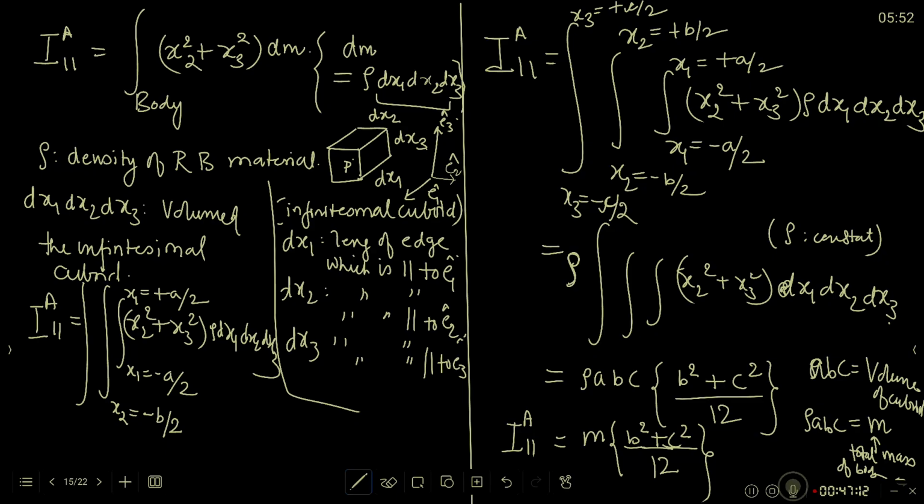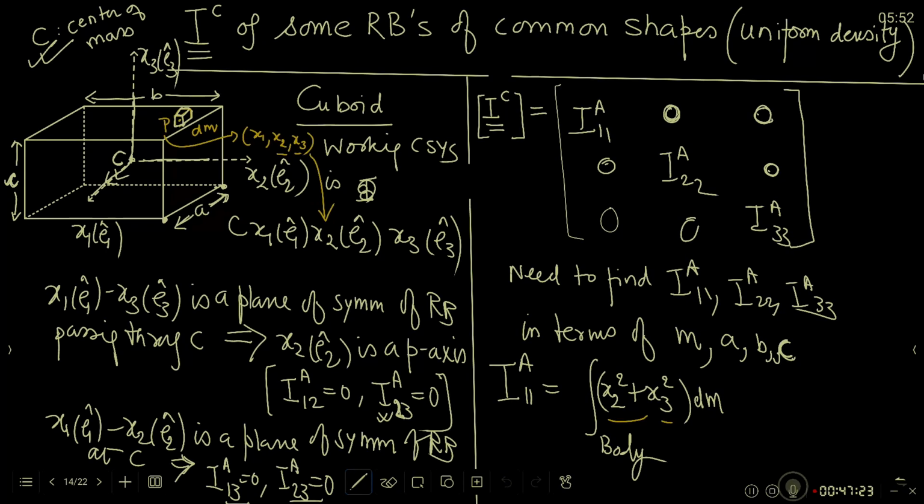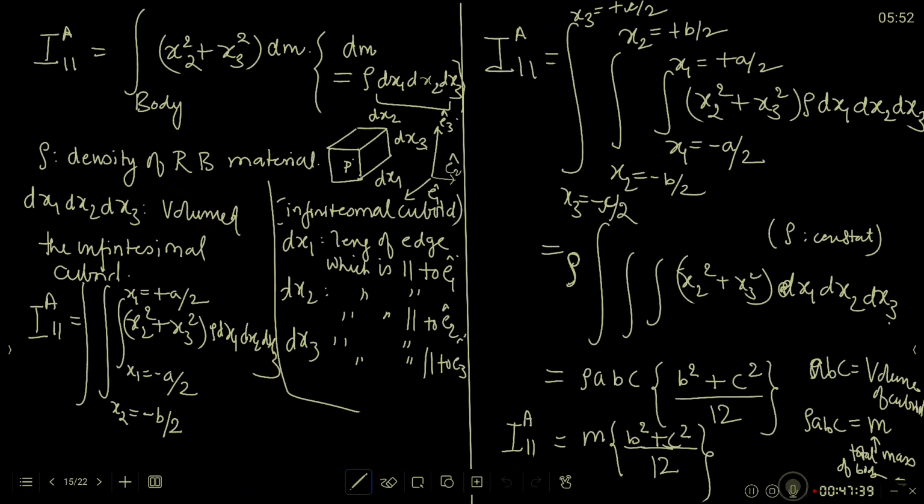So there are three edge lengths, a, b and c. a was the length along the e1 direction. So when you are trying to find IA11, that length does not appear explicitly. a does not appear here. It's about b square plus c square by 12. It turns out to be like this. Complete this. This is a homework.